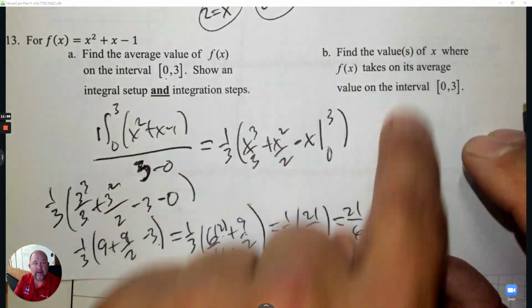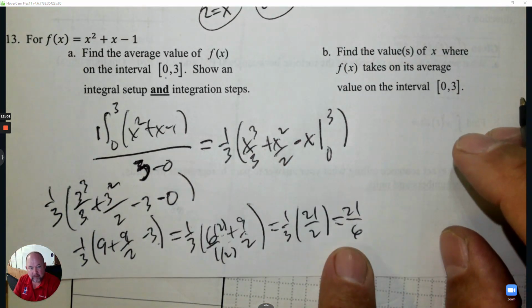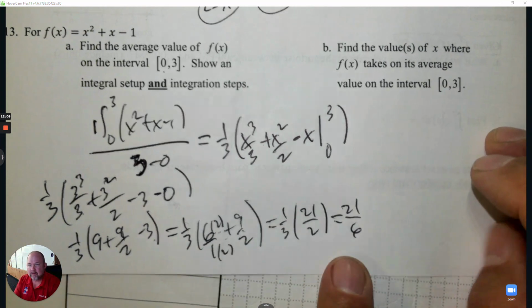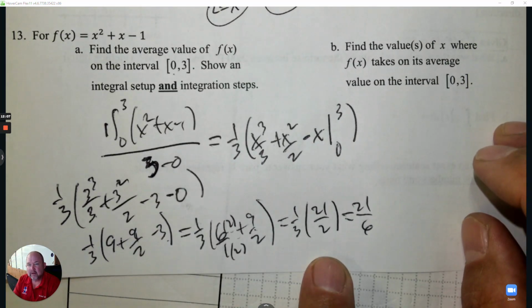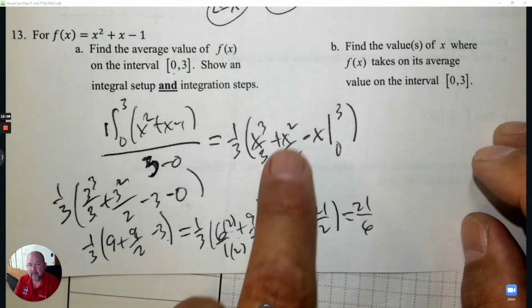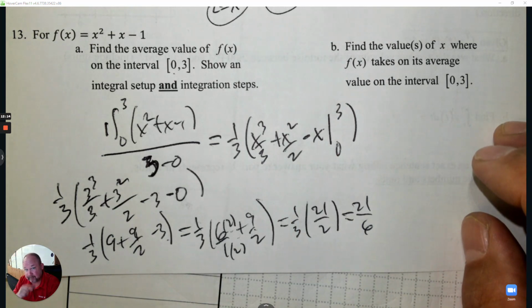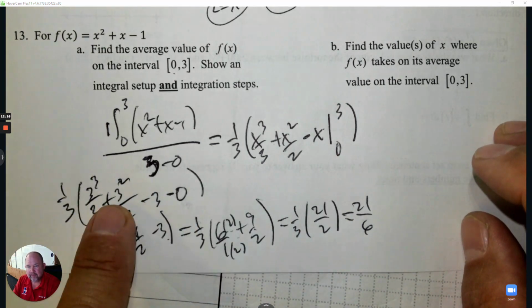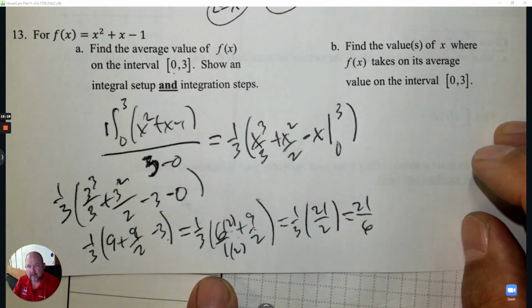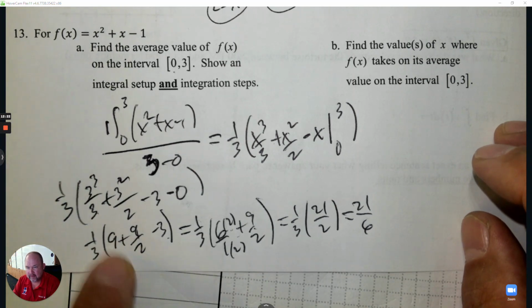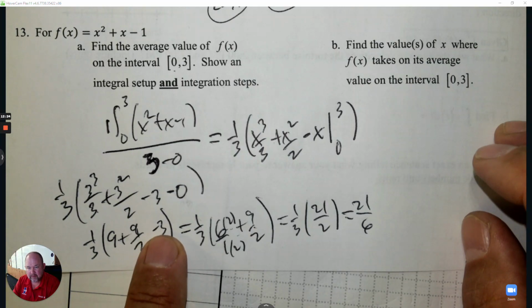Then it says find the values in terms of from 0 to 3. Made a mistake because that's not from 0 to 3. So where did I make a mistake? So 3, 3, and 3. 27 divided by 3 is 9. 9 divided by 2 minus 3.